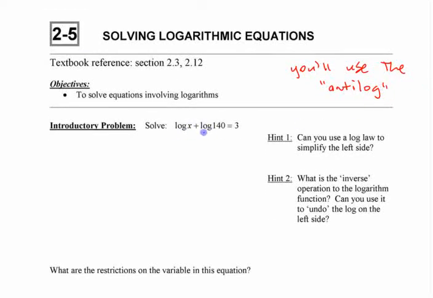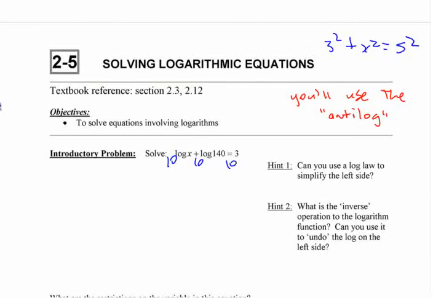So you can't say, well, there are these things I can get rid of by going anti-log. You can't say 10 to the power of that, 10 to the power of that, 10 to the power of that. You can't do each term individually. Just like if you have 3 squared plus x squared equals 5 squared, you can't square root each of those terms individually. You can't say square root, square root, square root. It's not true anymore, right?